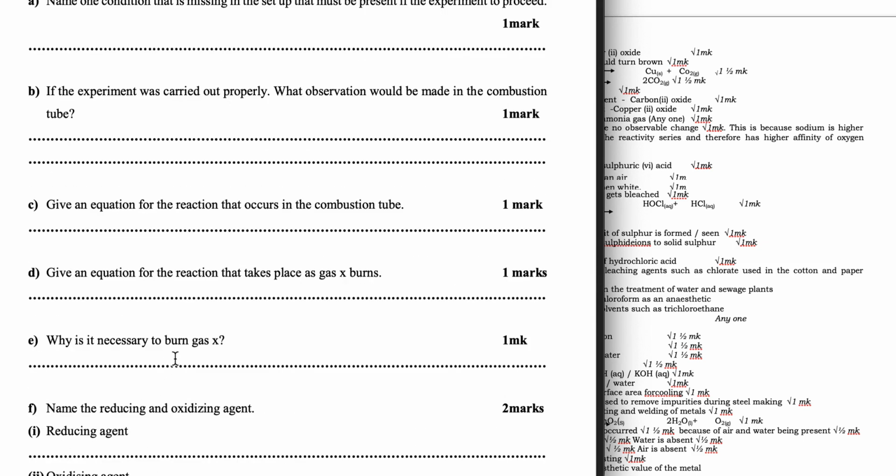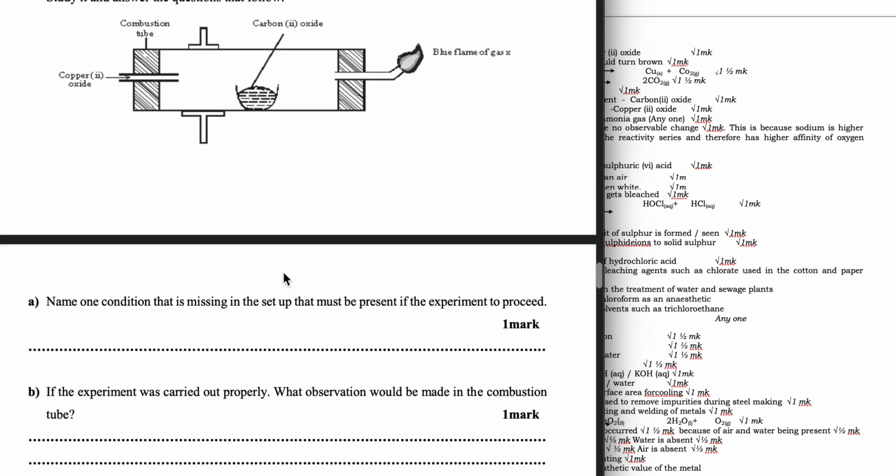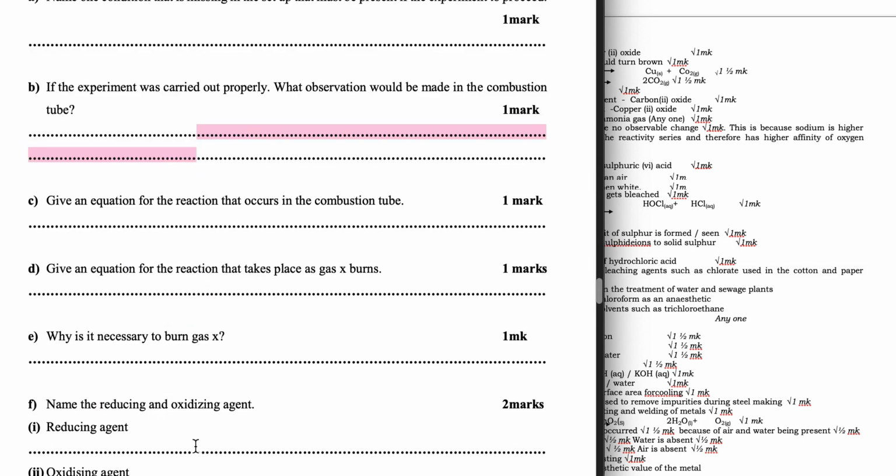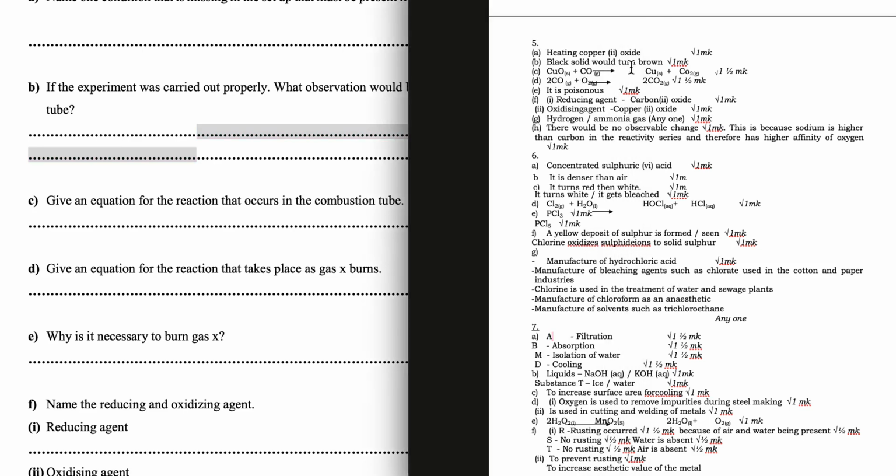Give an equation for the reaction that takes place as gas X burns. This is the equation. Why is it necessary to burn gas X? Because it is poisonous. Name reducing and oxidizing agent. Reducing agent is carbon dioxide. Oxidizing agent is copper dioxide.